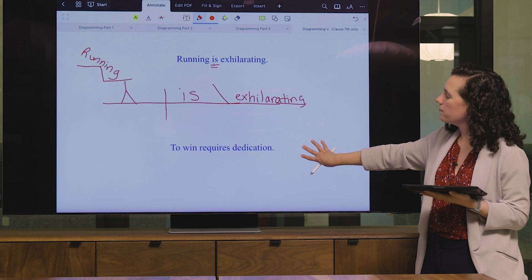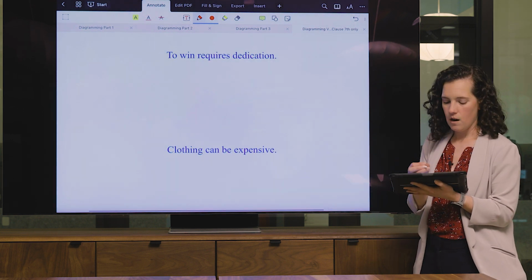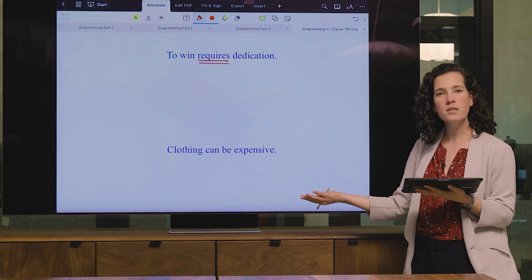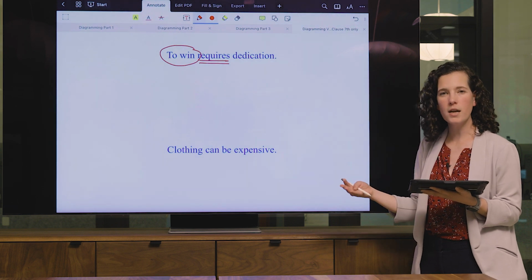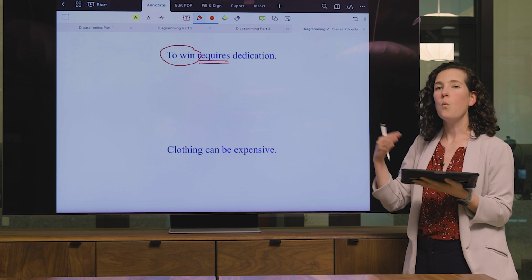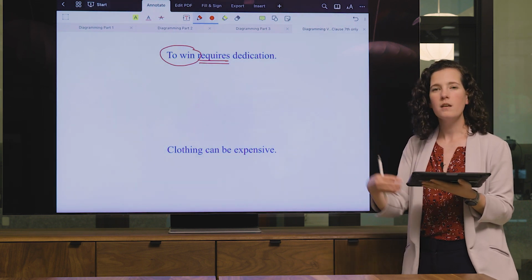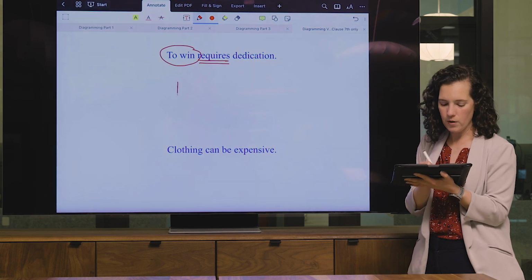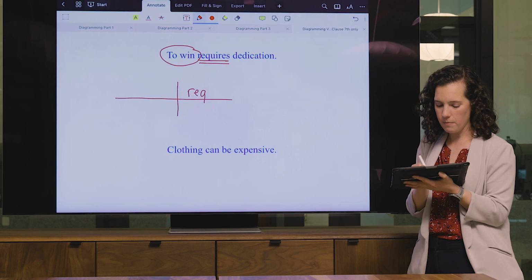Now let's look at this one. To win requires dedication. Our verb is requires. What requires dedication? To win. To win would be our subject. In this case, it is that infinitive. Winning is something you can do, so the action of winning is what requires dedication. So we diagram it with our subject on the left and our verb on the right.